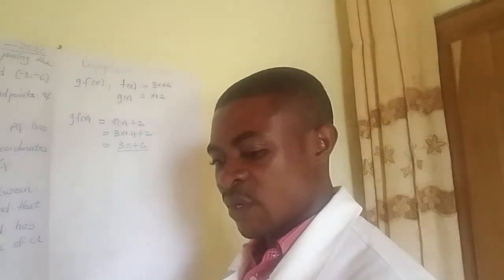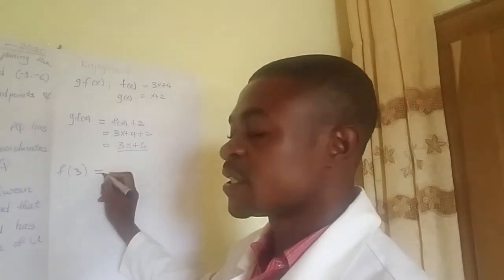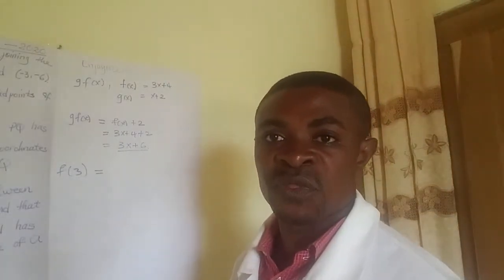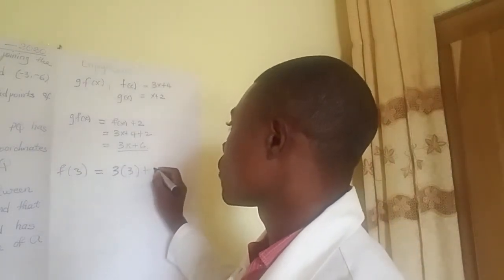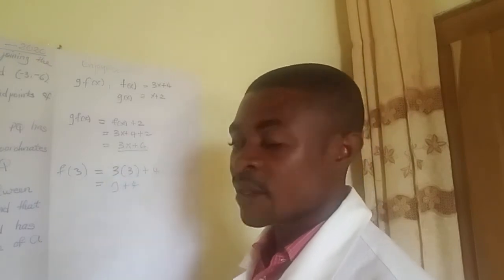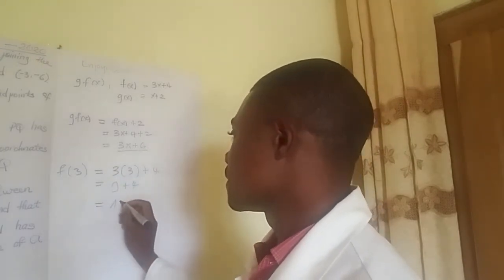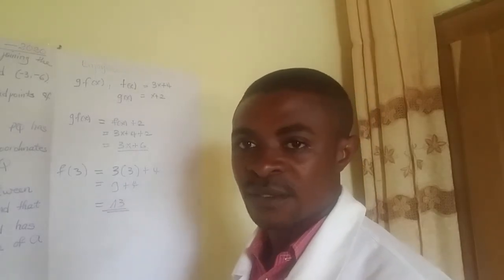Then the last part of the question requires us to calculate f of 3. F of 3 simply means you go to f of x, everywhere you see x, you put 3. So in this case, I'll have 3 times 3 plus 4. 3 times 3 is 9. 9 plus 4, the result is 13. Okay. That is it. That's how you do it with functions.